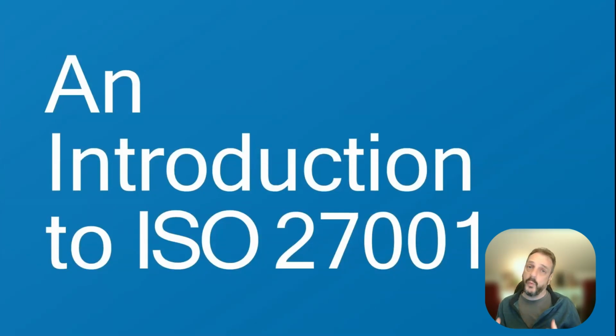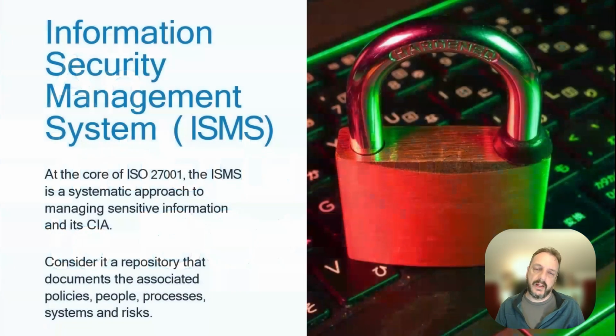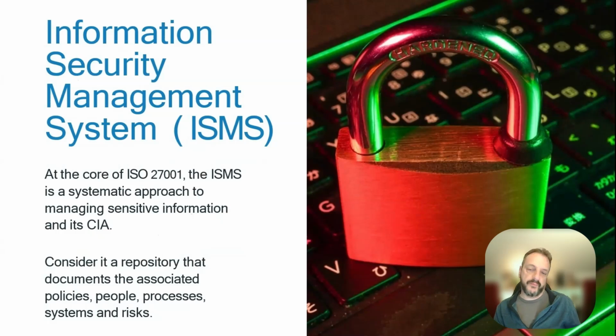Hi. So a quick overview, a 30,000 foot view of ISO 27001 and what it is and what the major components are so that you can get your head around it. So the first thing to know is that it is a framework and a standard for an information security management system, or what we call an ISMS. It helps organizations manage sensitive data securely.